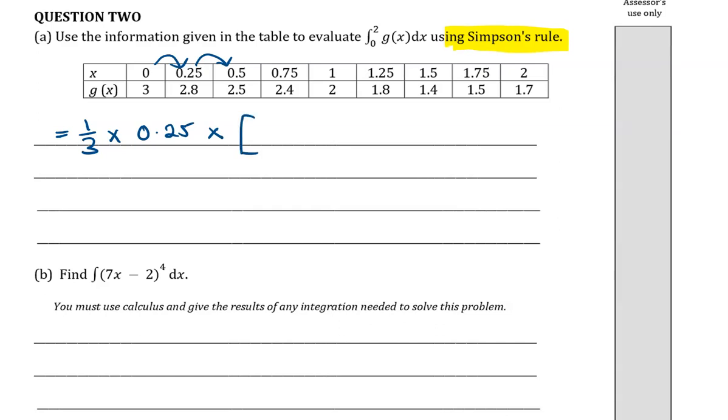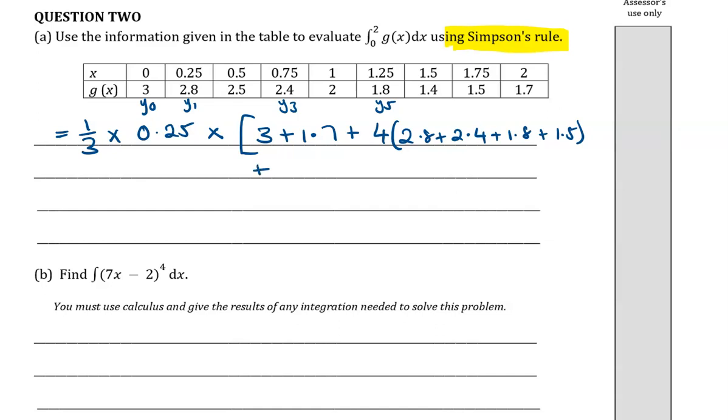y0 plus the first y plus the last y here, and then add 4 times all of the odd y's. Now remember, it starts at y0, not y1, so this is y1. And then we have y3, y5, and so on. So we've got 2.8, 2.4, 1.8, and 1.5. And then add on 2 times the even ones. So 2.5, 2, and 1.4. And that comes to 4.21.